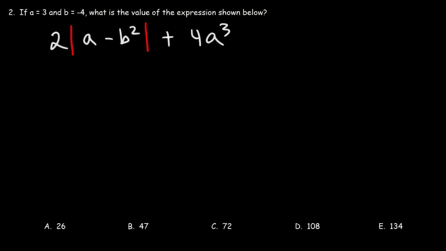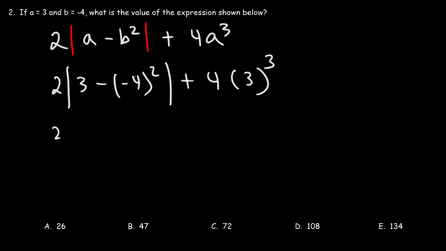Number 2. If A is equal to 3 and B is equal to negative 4, what is the value of the expression shown below? So what we need to do is replace the variables with the numbers that they correspond to. So A is 3 and B is negative 4. So this is what we have.